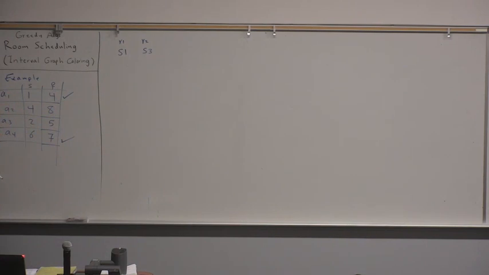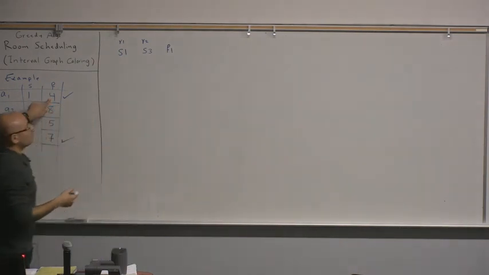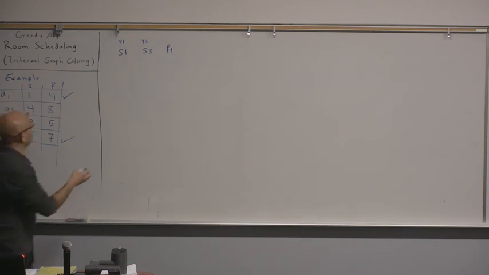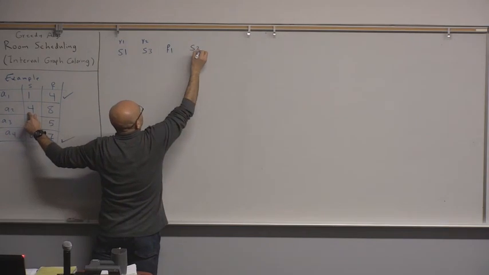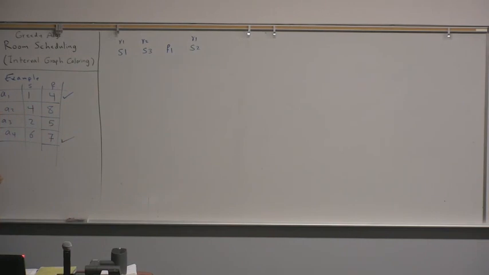Now, before I use a new room, I will use the finishing of A1 to free a room. Room 1 will be free after A1 finishes. So finishing of A1 is going to free a room. Room 1 will become free. Now this room, I can use it for the next event, which is the start of A2. I can put it in room 1. Why? Because at this point, room 1 is free.